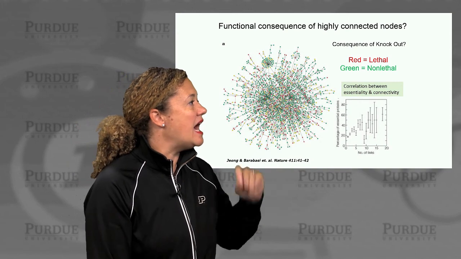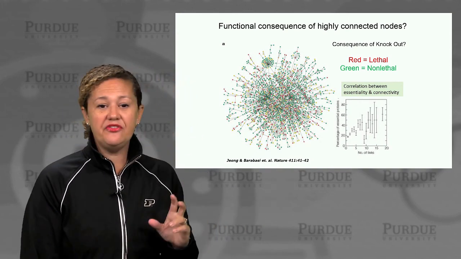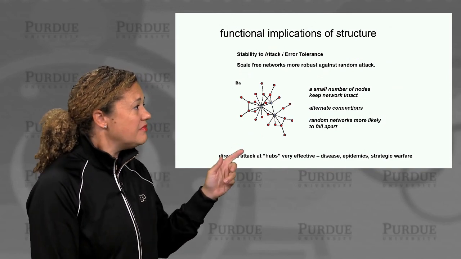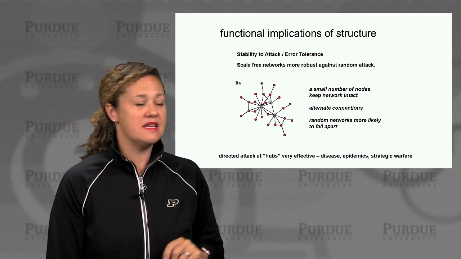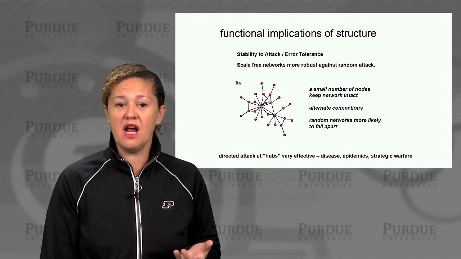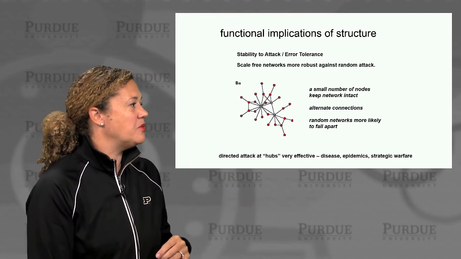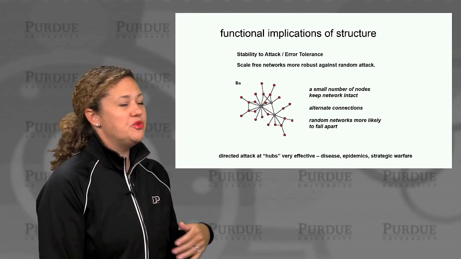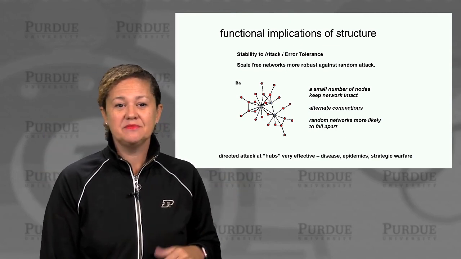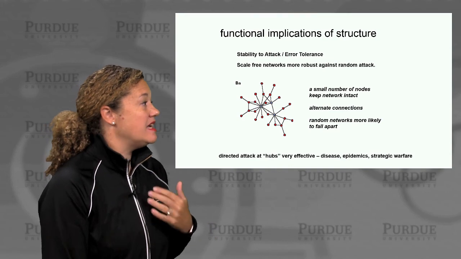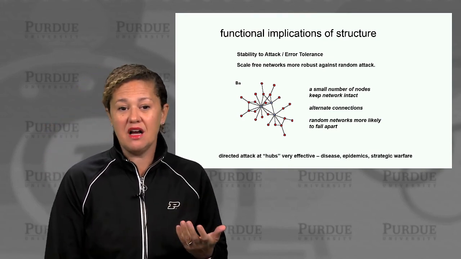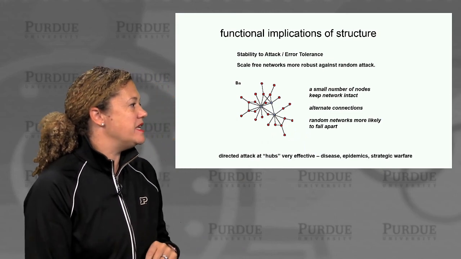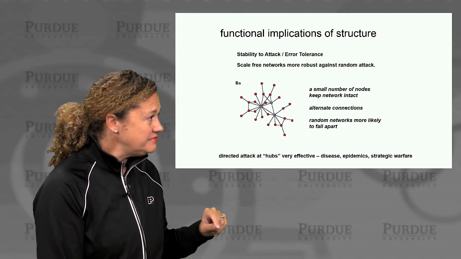And having these highly connective nodes affects the stability and robustness of the network. So one of the functional implications of this particular type of structure is that these scale-free networks with very highly connected nodes are stable to random attacks, and therefore to error tolerance as well. So there's this small number of these nodes that keep the network intact.